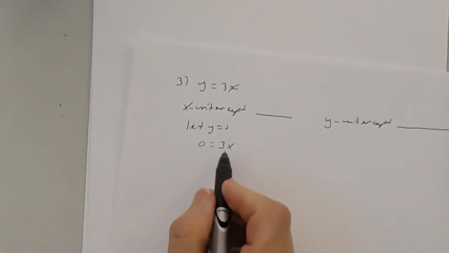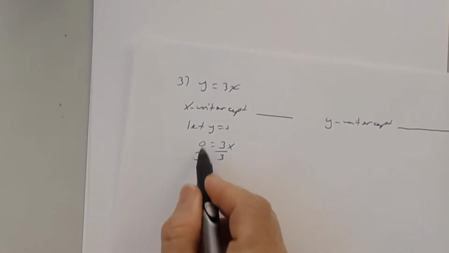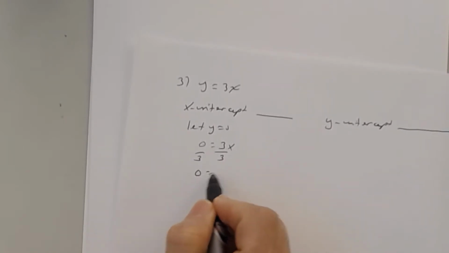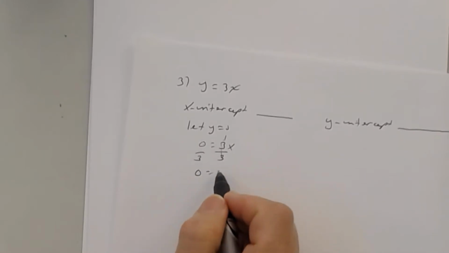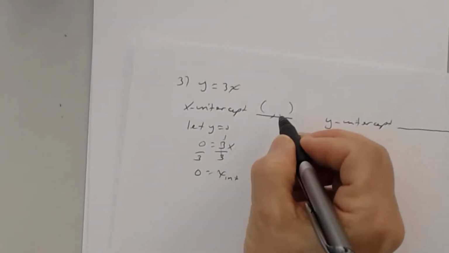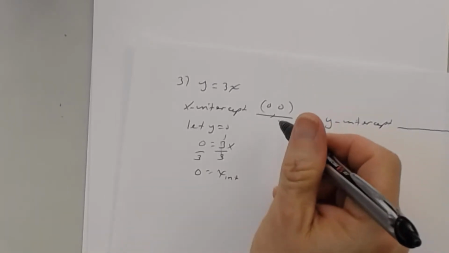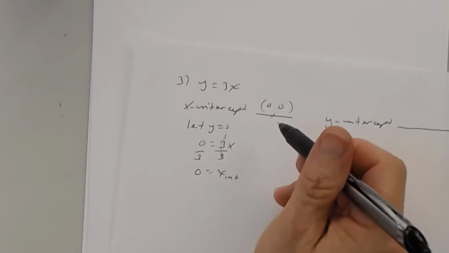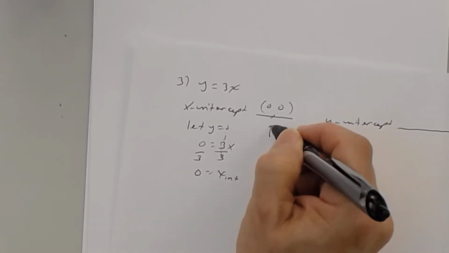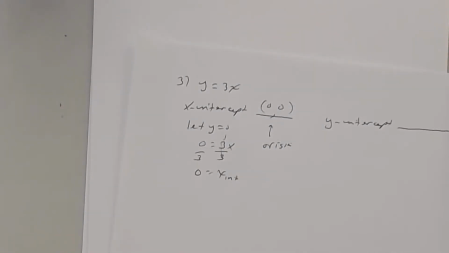But how do I get x by itself? Divide both sides by 3. What's 0 divided by 3? 0. 3 divided by 3 is 1. 1 times x is x. So I found the x-intercept. The x-intercept is what ordered pair? 0, 0. But 0, 0 sounds familiar. What is 0, 0? The origin. That's the origin. Remember, that's the point where the x-axis and the y-axis intersect.